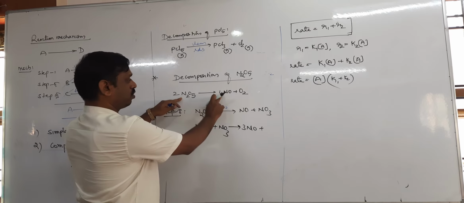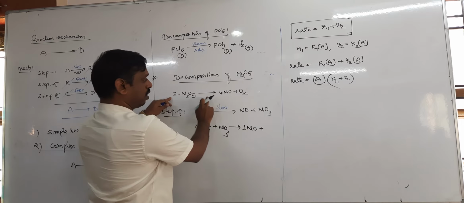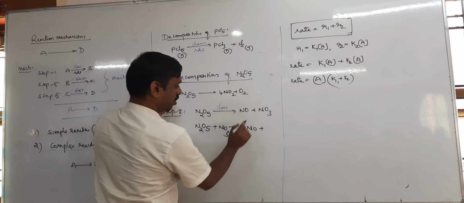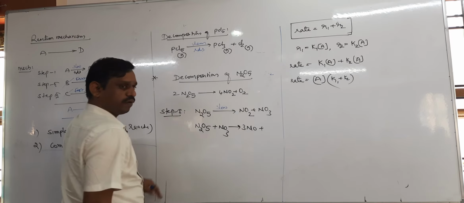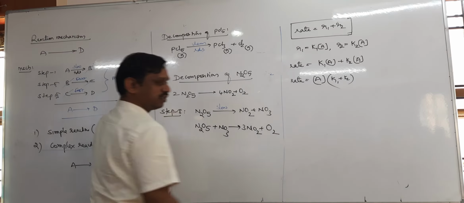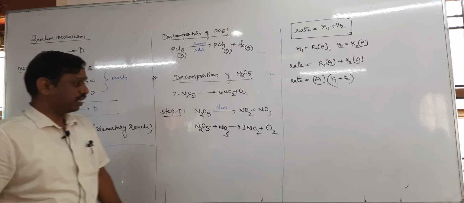2 2s are 4. 4. 2 5s are 10. No. It is actually NO2 only. So that is 8, 10. It is NO2 only. Then 3, yeah, correct. This is 3 NO2 and O2. NO2 plus O2, correct. Okay. Now it is balanced.